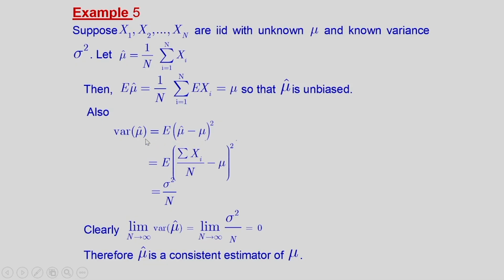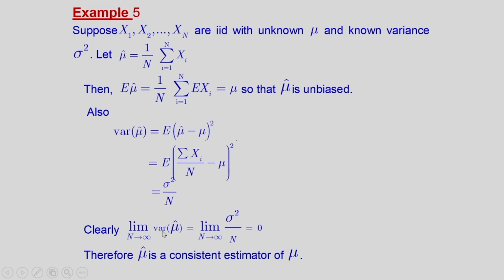Variance of mu hat, that is equal to E of (mu hat minus mu) whole square, which we have already determined in our example 4. So that way this will be equal to simply sigma square by n. So variance of mu hat is equal to sigma square by n, because the Xi are IID. So as n tends to infinity, this variance will become 0.